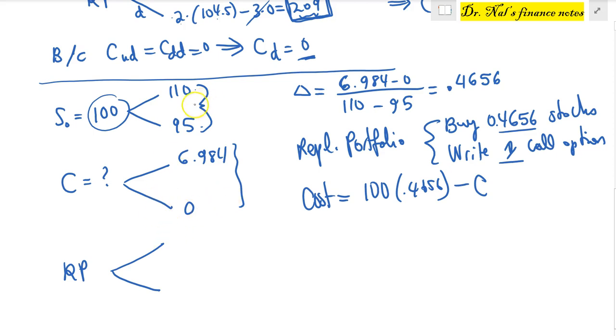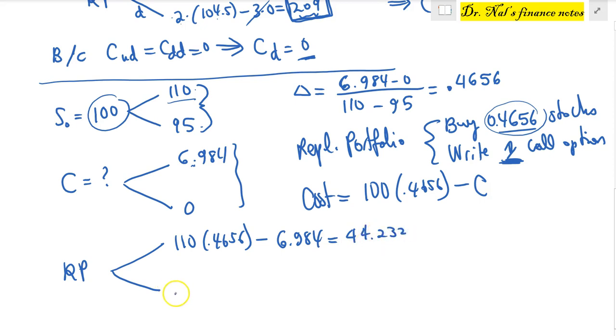Well, the stock price will go up to 110, and because you have only this many, we have 110 times 0.4656 minus, well, the call option will expire in the money at this node, which is 6.984. And if you do this calculation, you get 44.232.